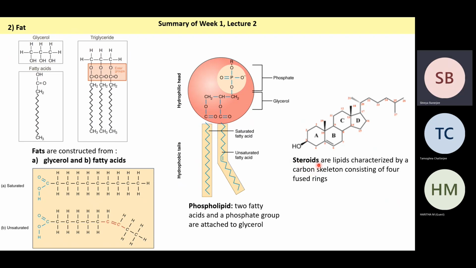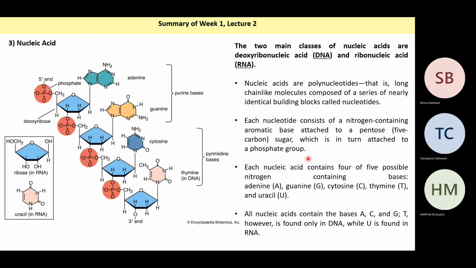Another kind of fat is the steroid, and these are characterized by a carbon skeleton consisting of 4 fused rings. So you can see the 4 rings A, B, C, and D here. And this is cholesterol, which is one of the most common kinds of steroids in the human body.